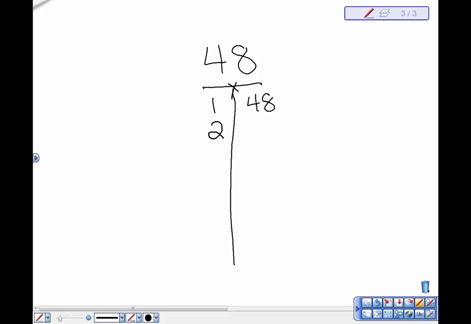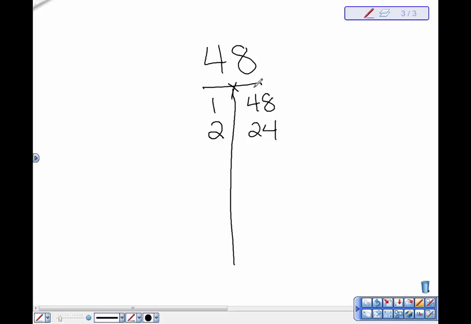So 2. Since this number is even, it ends in a 0, 2, 4, 6, or 8, I know that it can be divided by 2. So 48 divided by 2 equals 24.